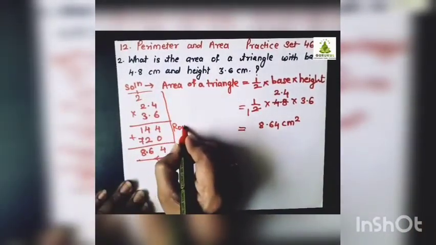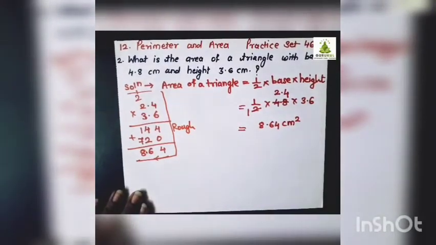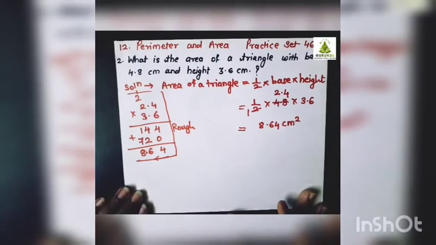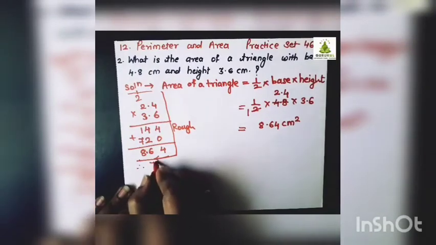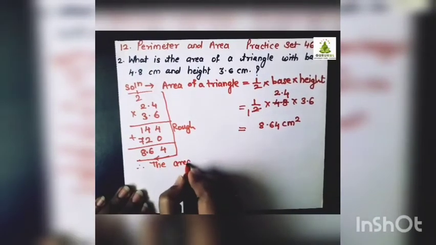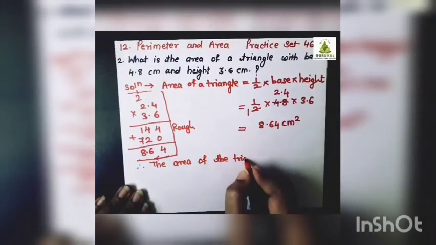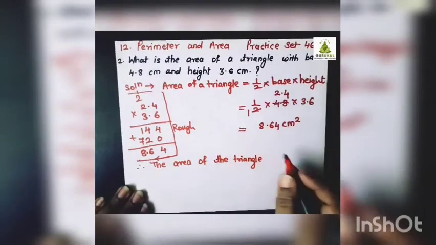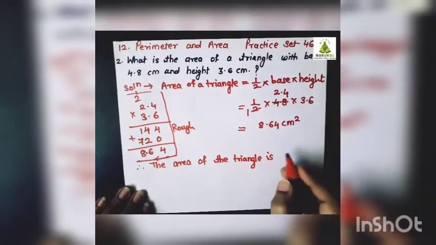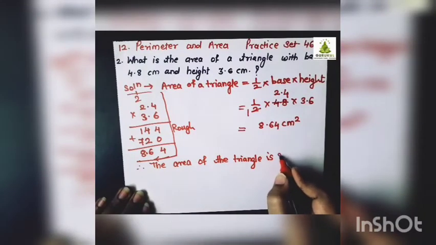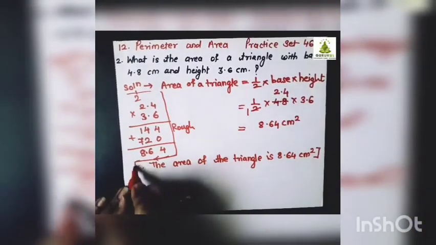Okay, this you will do on the rough page. Okay, don't do it on the side of your sum. Now the final answer we will write: the area of the triangle is 8.64 centimeter square. The sum is very easy. You just have to put the formula, substitute the value and find out the value. 8.64 centimeter square is the final answer.